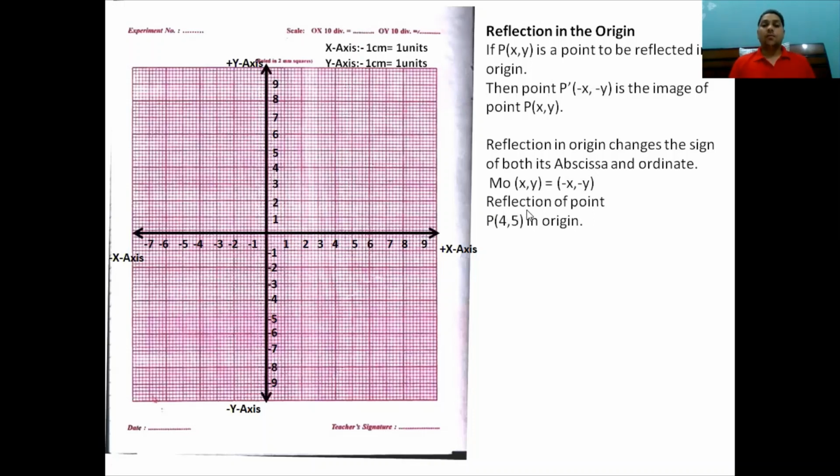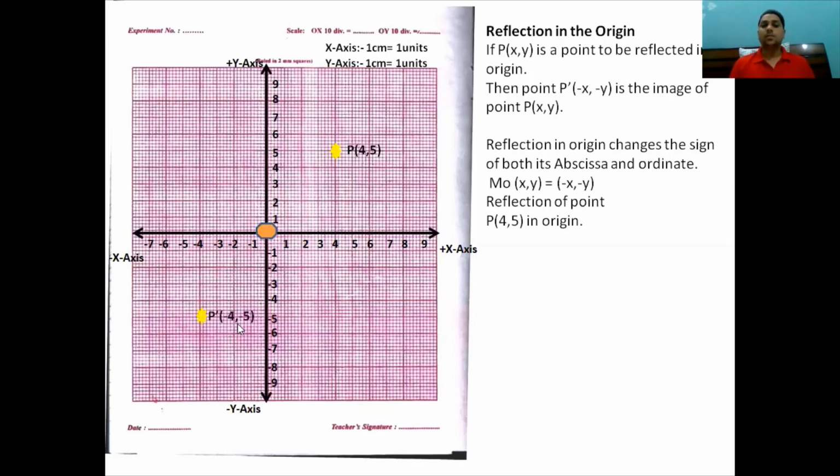Suppose we have a reflection of point P(4, 5) in the origin here. So where will be the point? P(4, 5): x is 4 here and y is 5. So this is the location where we have point P. So what is the rule here? The rule is to change the sign of abscissa and ordinate. That means x and y change the sign here. So it will be -4 here and -5 here. So this will be the required image of this point P.